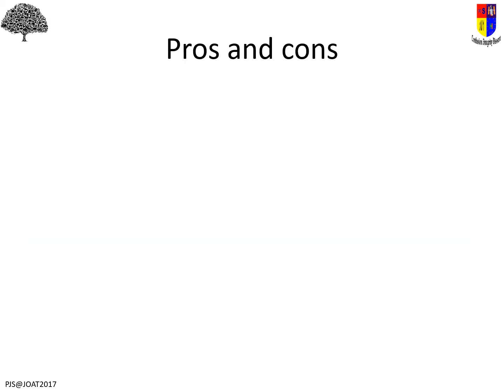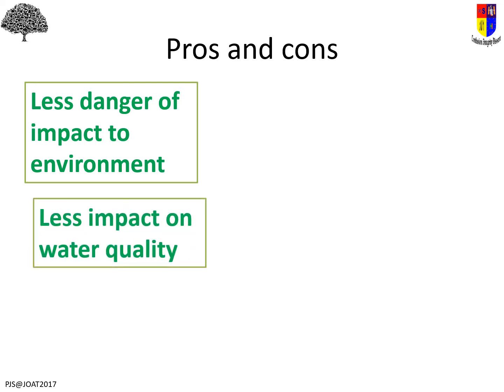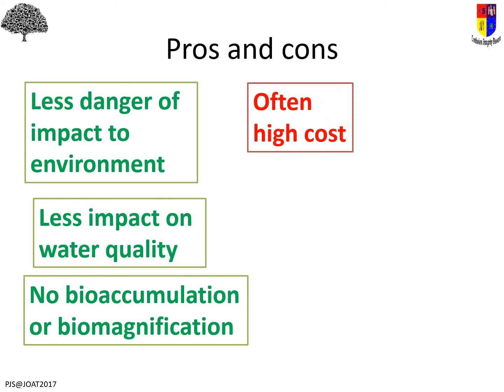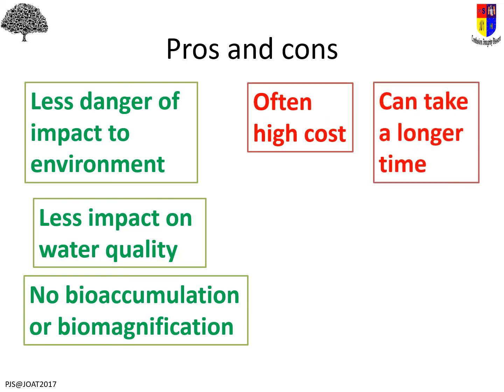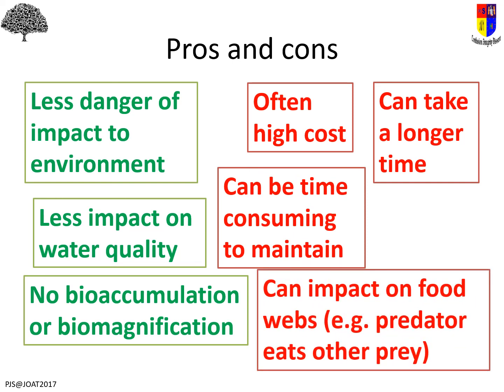So pros and cons. Compared to an out-and-out chemical, you would say that there's less danger of impact to the environment, but one of the cons might actually argue against that. It's less likely to impact on water quality. Certainly, you're less likely to put in a pollutant that is going to magnify or anything like that. You're not getting bioaccumulation, biomagnification. You've got none of these issues, but it can be really quite high cost. Might take longer, so you might actually overall lose more than you wanted to. Could be quite time consuming to maintain.